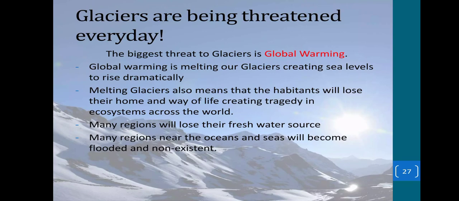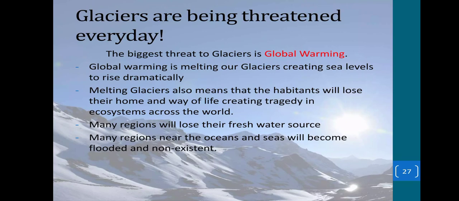Okay, we have also, glaciers are being threatened every day. Are we aware of this? That we are one of the contributing factors of global warming, which is one of the most threatening issues that we are facing today. So the biggest threat to glaciers is global warming. Global warming is melting our glaciers, causing sea levels to rise dramatically.